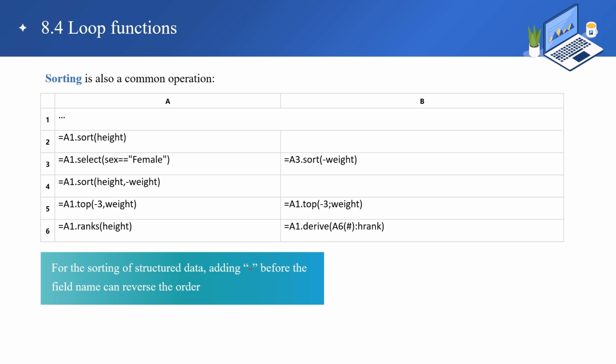In this way, A2 sorts by height from low to high, and B3 sorts females by weight from large to small. A4 will sort by height from small to large first, and those with the same height will be sorted by weight from large to small.